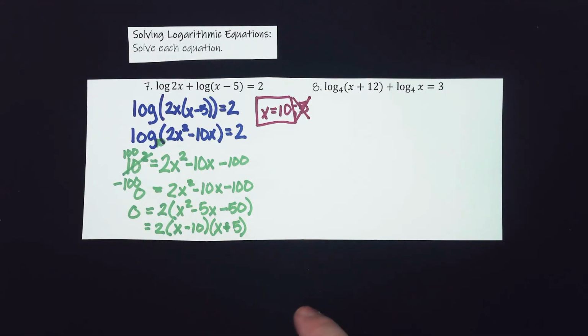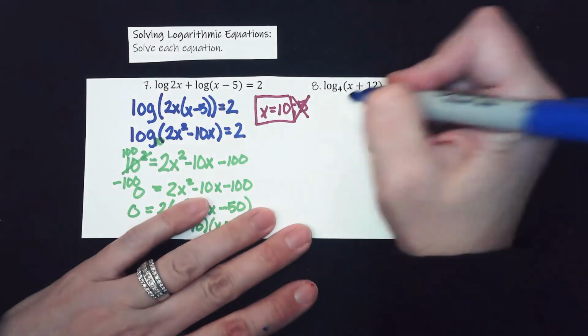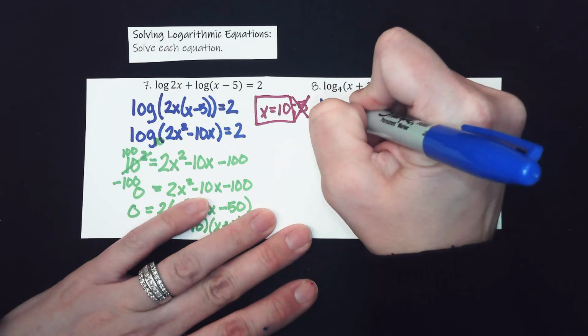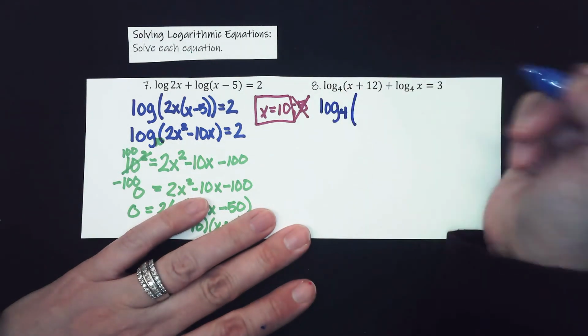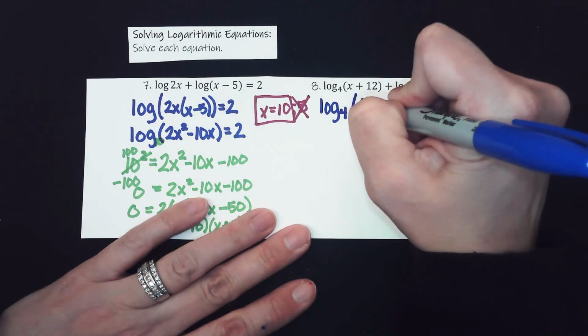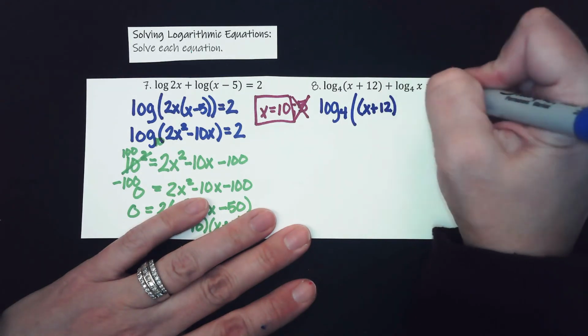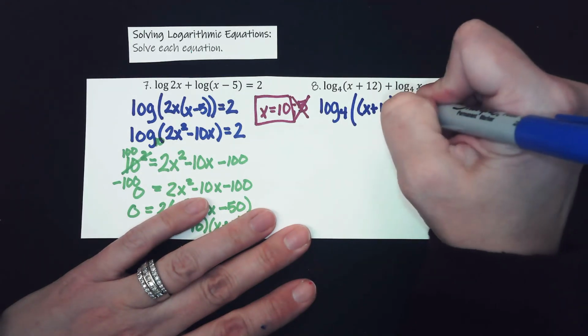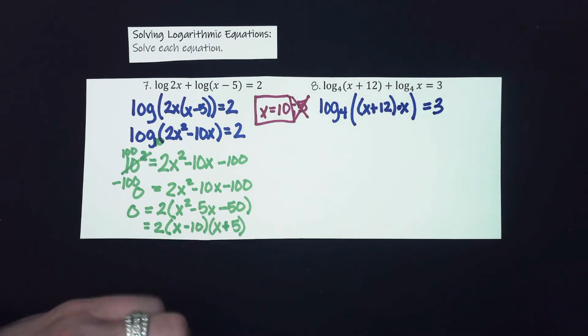All right, let's solve number 8. So again, I have this plus inside, so I need to condense these to one log, so they're going to have a base of 4. And I'm going to have inside that an x plus 12. And then the plus means I'm multiplying it by x. So I'm just going to say times x. We'll just do it like that. And it still equals 3.